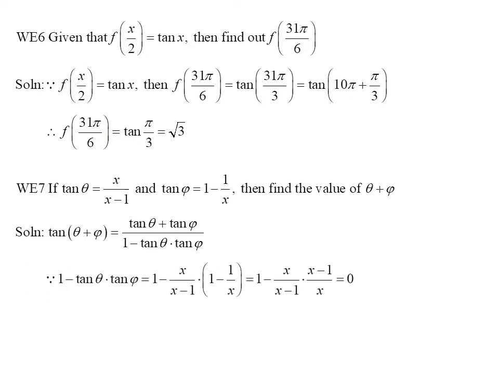After substituting tangent theta and tangent phi by their expressions in terms of x accordingly, we find the value of 1 minus tangent theta times tangent phi equals 0. Hence, theta plus phi equals n pi plus pi over 2, where n is an integer.